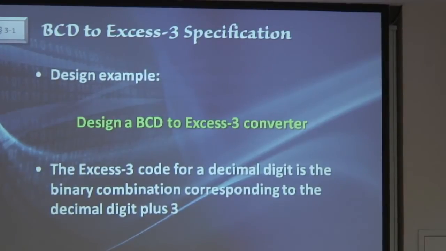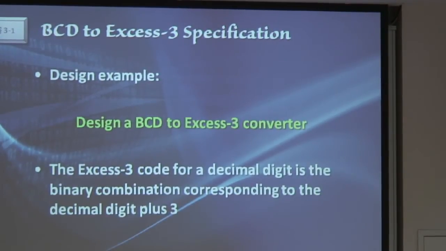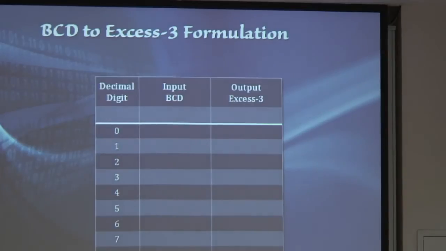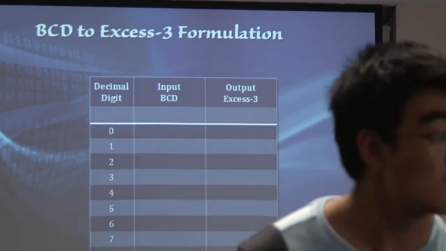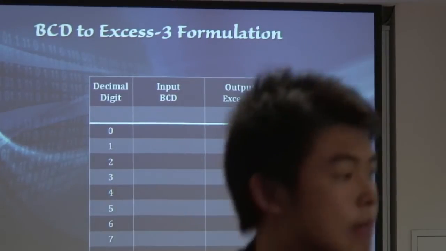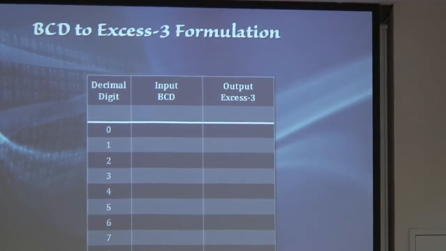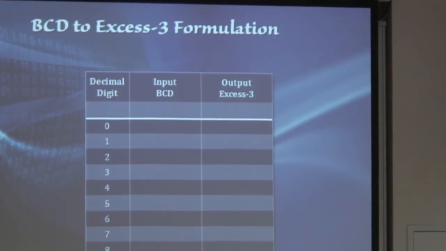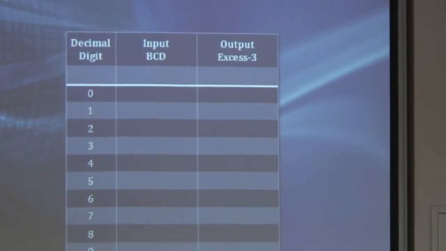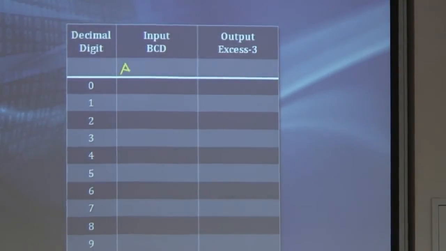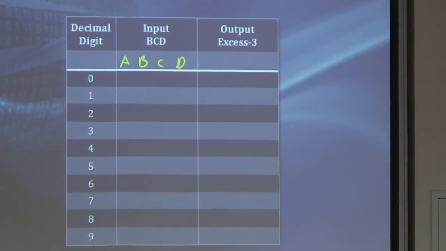So in order to implement this, we have to come up with, these are the English specification, we have to come up with the formalization for the problem, usually in terms of truth table. Now we know that for BCD we only have the inputs between 0 and 9, so this is what we'll worry about. BCD codes always have 4 bits to them. So let's call those 4 bits A, B, C, and D.